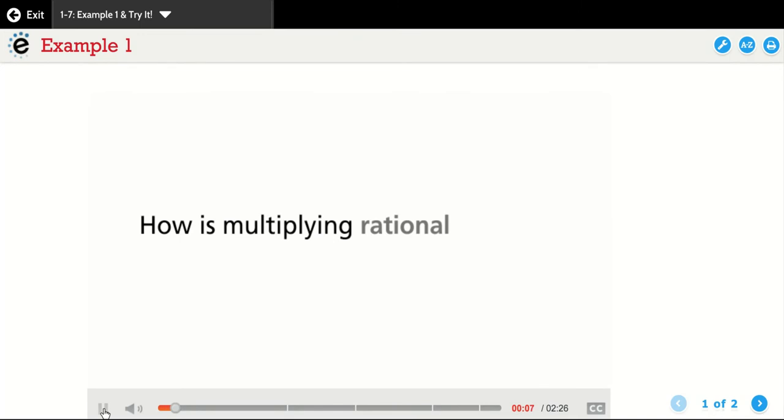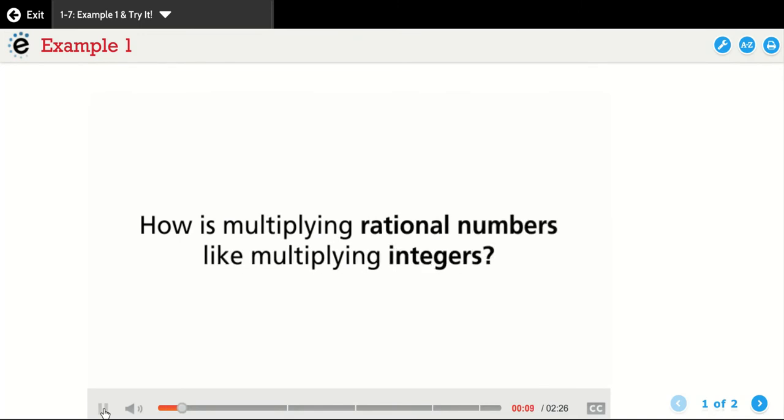How is multiplying rational numbers like multiplying integers? Think about this question during the lesson.